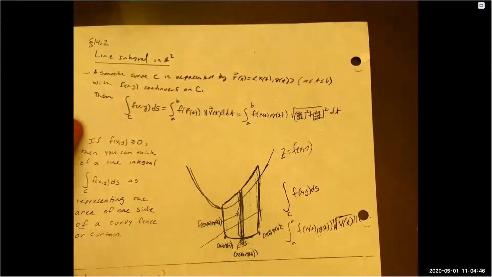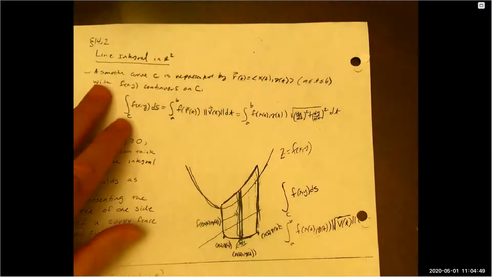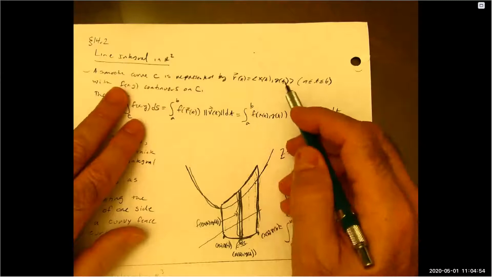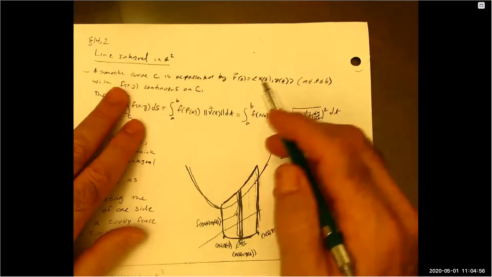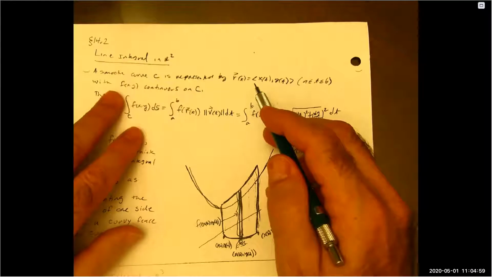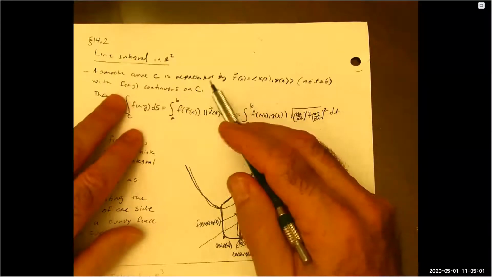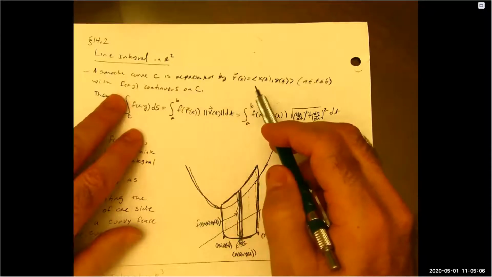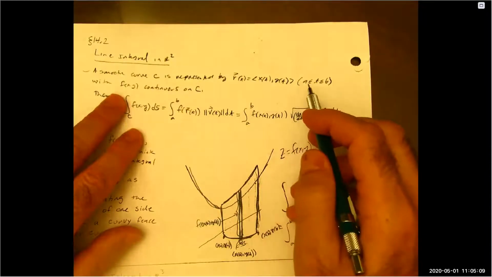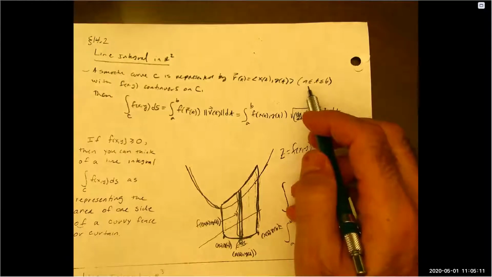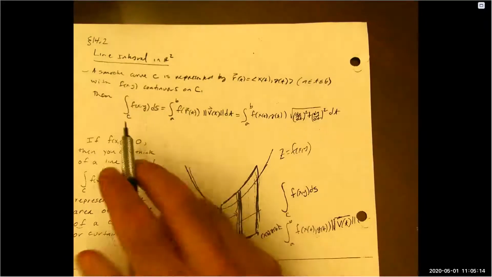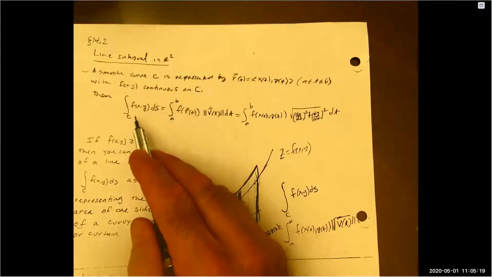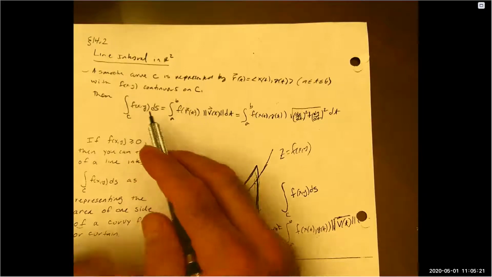All right, so if we're talking about a line integral in R2, we have two component functions. You can also have a line integral in space, but first of all, let's talk about it where we have these two component functions. So suppose a smooth curve C is presented by this vector function, t going from a to b, with f(x, y) continuous on C.